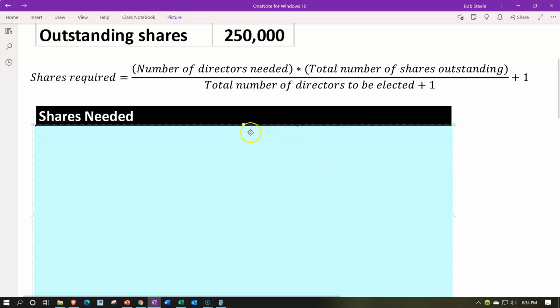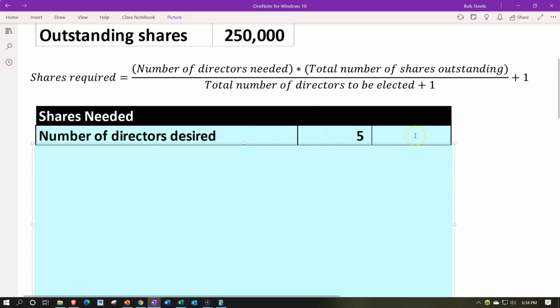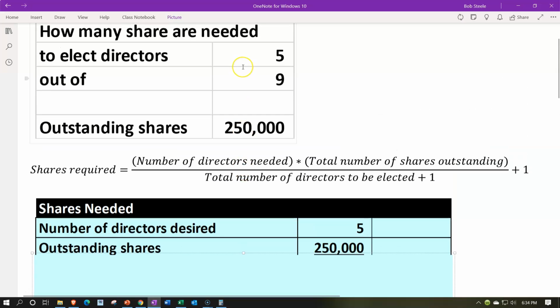So we have the shares that are going to be needed. I'm going to break this down into a table. This is good practice to be able to do when you're breaking something down into a table. I would basically want the numerator and the denominator to fall in the outer column, as we'll see here. So I'm going to start with the numerator, bringing that into the inner column. We have the number of directors desired. That's going to be 5. We want 5 directors out of the 9.